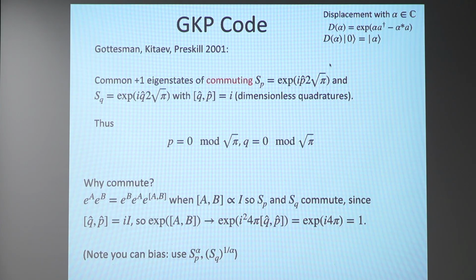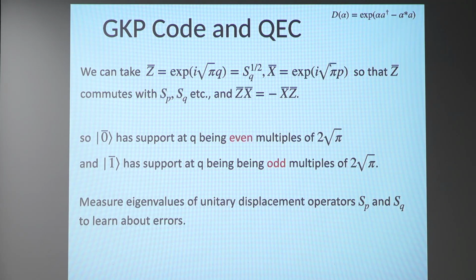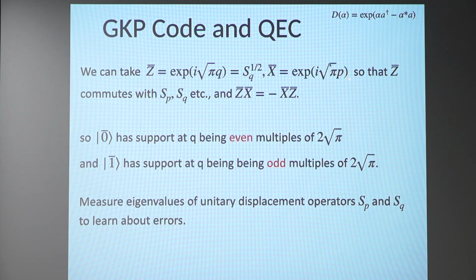Okay, so is that clear at this point? Because this is an important aspect. And that's how it escapes Heisenberg uncertainty in some sense. All right, so now, why did we choose SP and SQ in this way? Because we want them to commute, but we also want there to be room for a logical Z and X. So we just take Z to be the square root of SQ, and we take X to be the square root of SP, right?